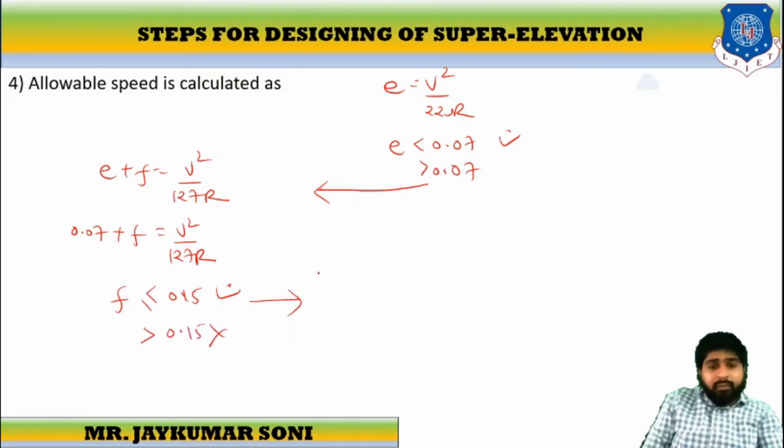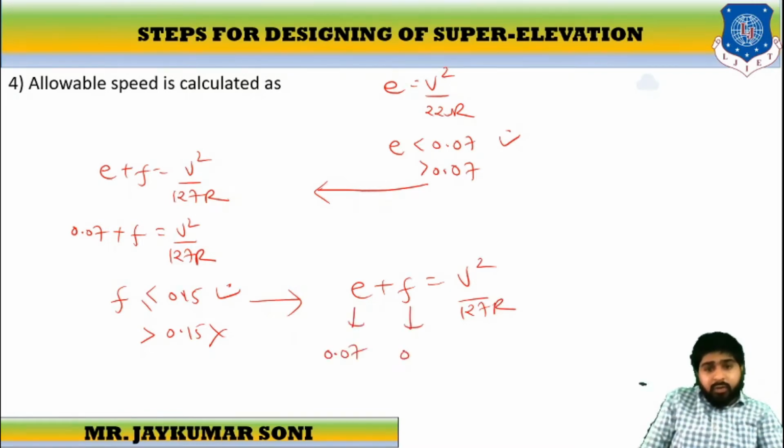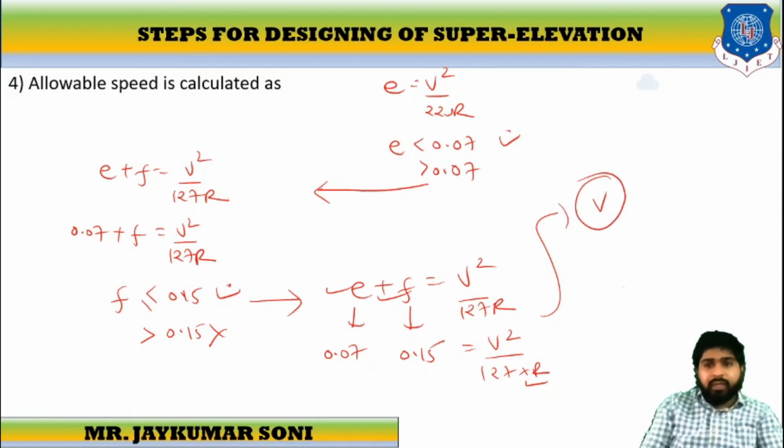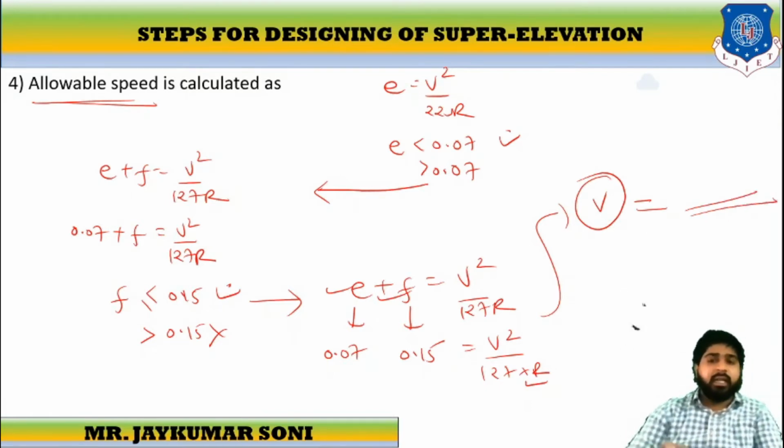So now we will again put E plus F is equal to V square by 127R. We will put E as 0.07, F equal to 0.15, and we will not consider the given value of V; we will keep it as V square only. We will only consider the given value of R. So we have E, we have F, and we have R, and from this we will calculate the value of V. That V is called the allowable speed. This will be our final statement that this is the allowable speed.